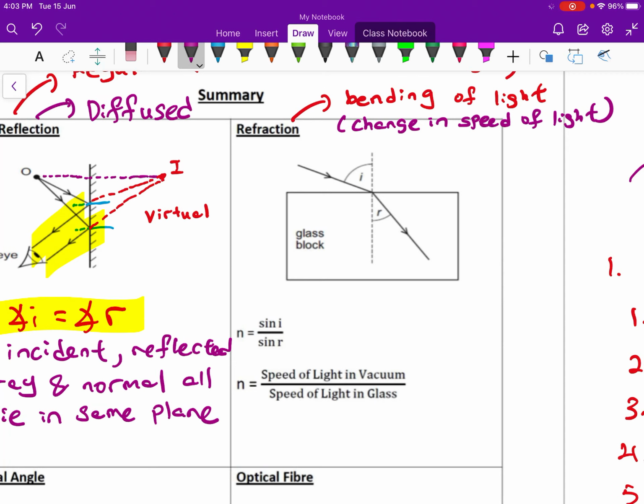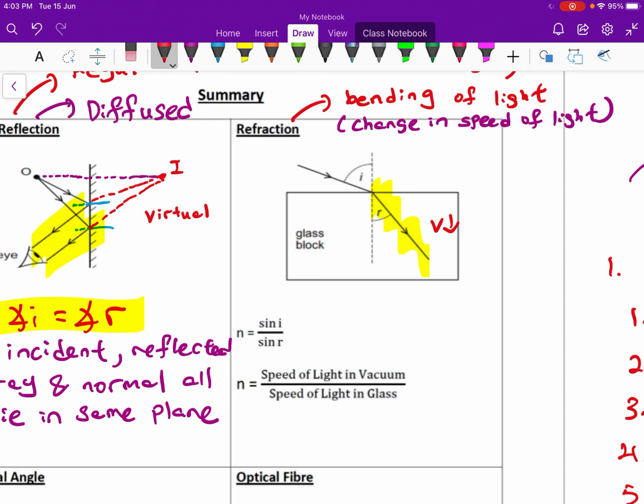Basically in a denser medium like our glass prism or even our water, right, the speed of light will decrease. Okay, so imagine I have a light ray in this particular manner, then I enter a glass block. So you notice that the light ray will bend towards the normal. Okay, so the speed of light decreases.